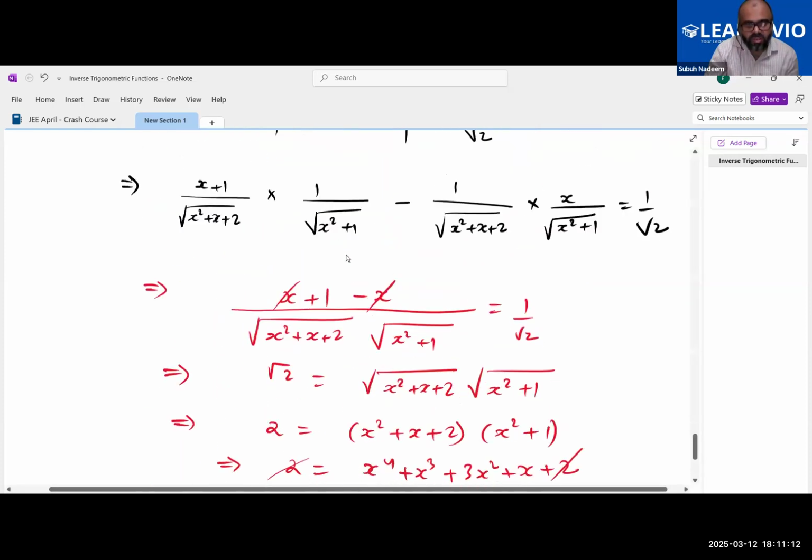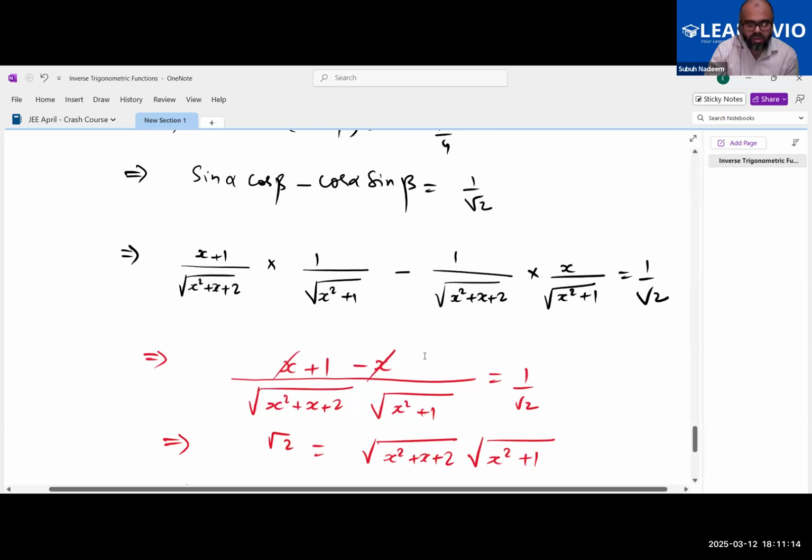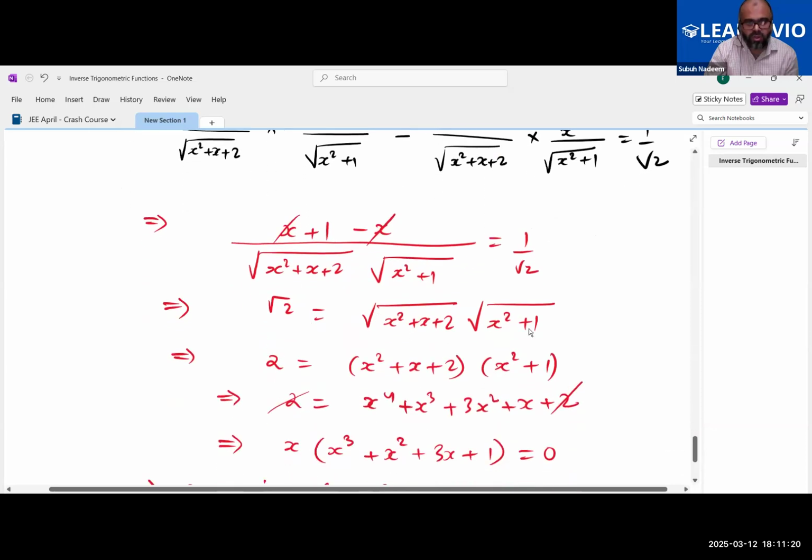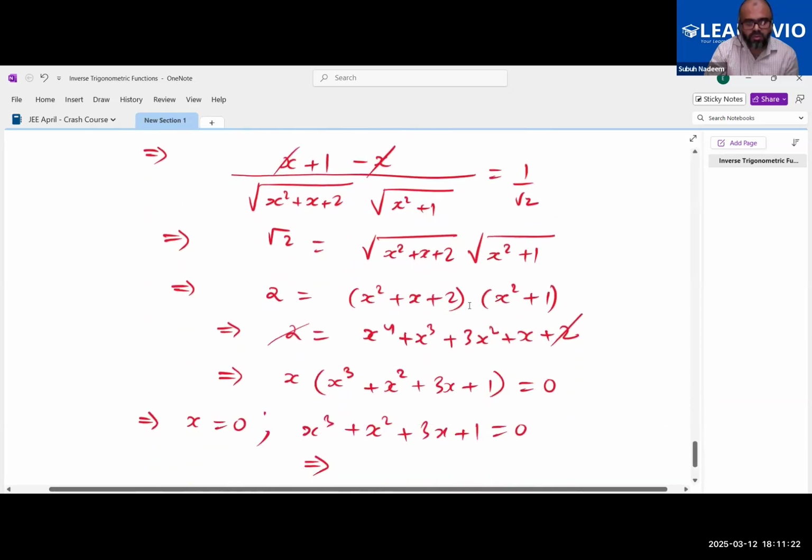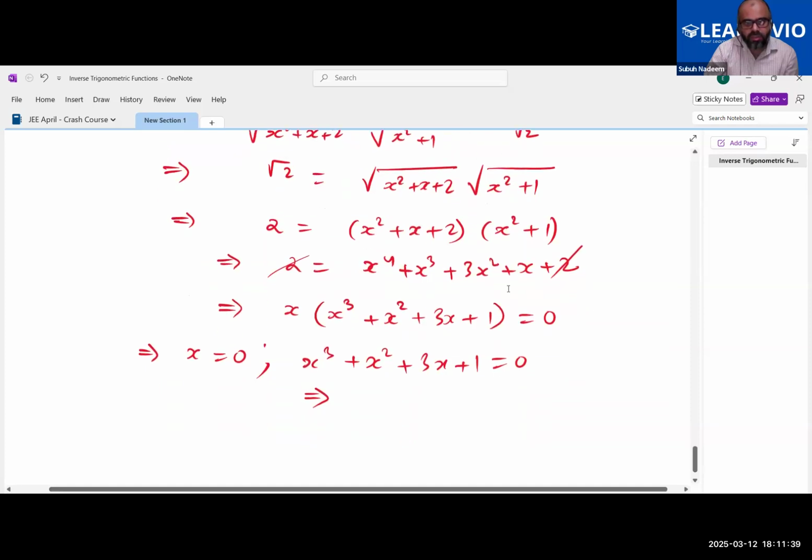I think the calculation is correct, because it should not be such a type of equation. x plus 1 minus x, and this is this. So root 2 is equal to this, that is fine. 2 is equal to this, that is also fine. So x to the power 4, then x square, and this will give you 2x square, this will give you 1x square, 3x square, and then we have x cube, then we have x, then we have 2. Okay, 2 cancels, x cube plus x square plus 3x plus 1 equal to 0.